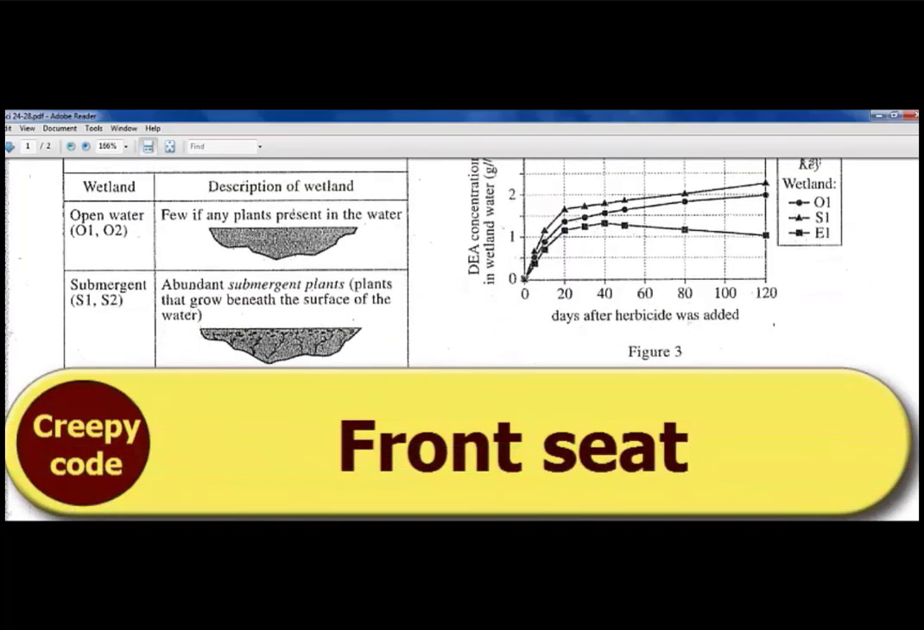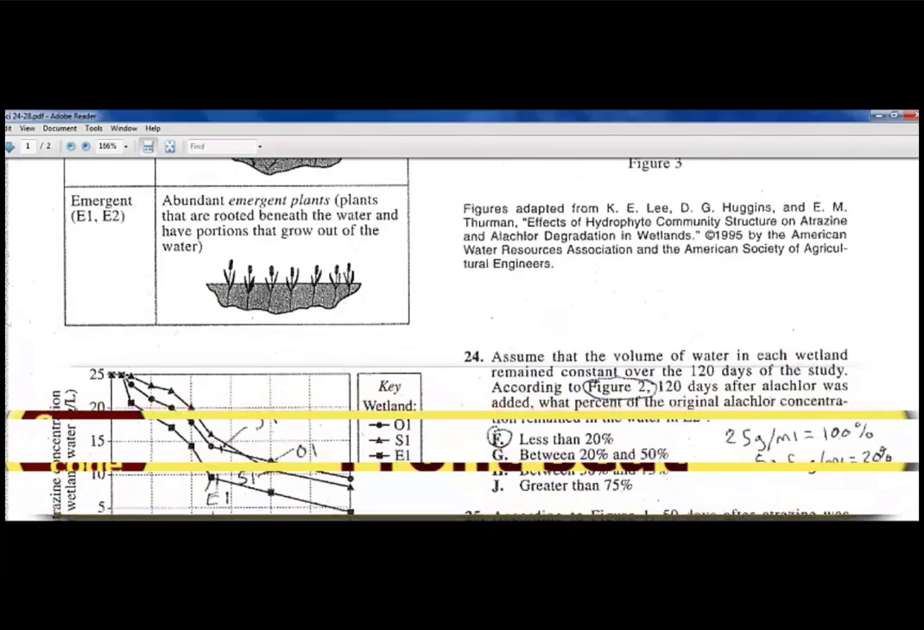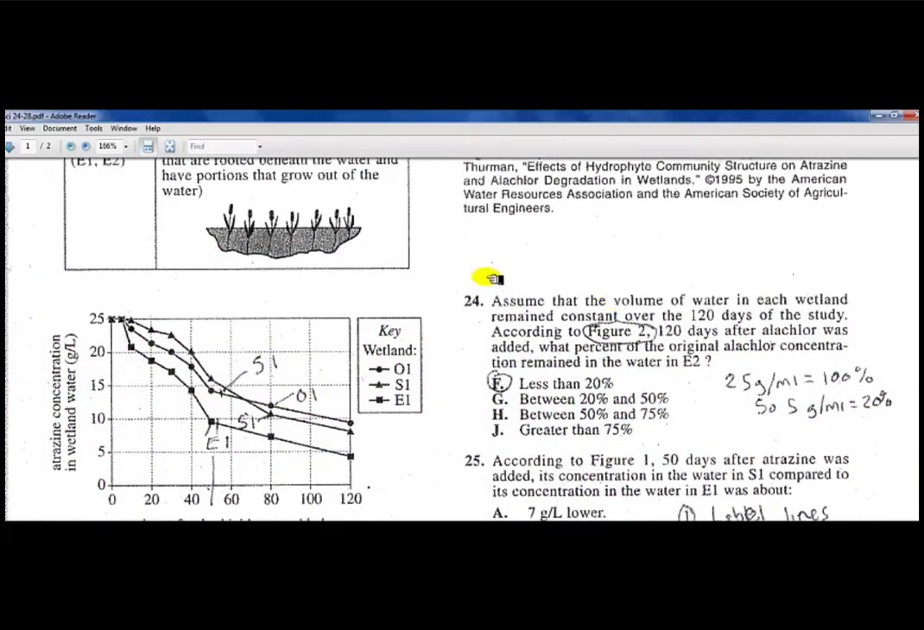It's the only answer that falls in our lap when we look at our answer choices. Less than 20%, because remember the original amount was 25 grams per milliliter, 100%, and we are less than 5 grams, right around 1 or 2 grams. F for 24.